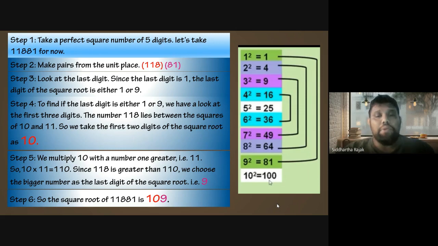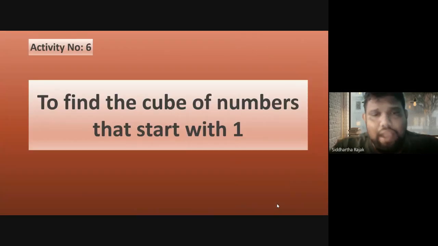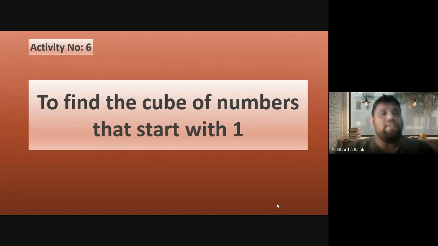So this is how you can find out the square root of numbers which are 5 digits. If you continue this process, if students can master this process, the possibility of knowing the square root of huge numbers is also not far away from us. So these are the ideas on how to find the square and the square root.